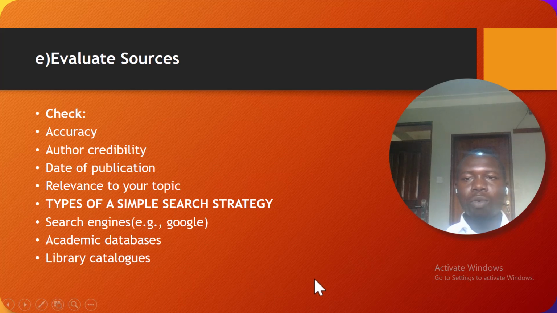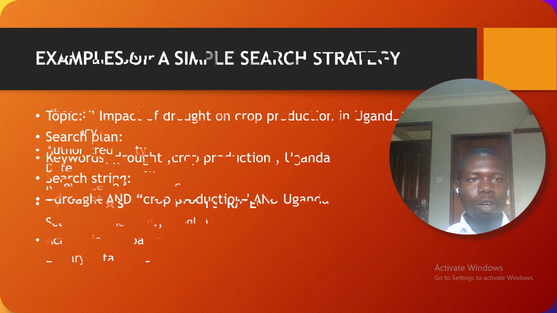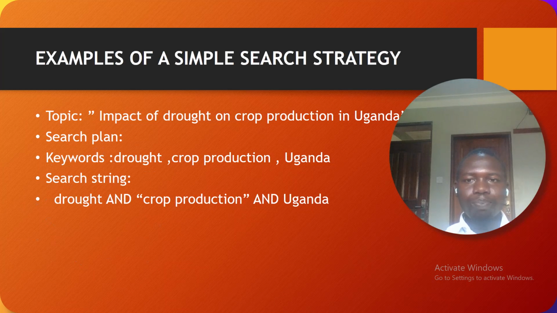So there are also examples of simple strategies you have to look at. First is the topic, you have to get the topic. For example, our topic is impact of drought on crop production in Uganda, as it has been quoted. Now what's your search plan? So the search plan is keywords, to get those keywords. What are those keywords in the topic? It's drought, crop production, and Uganda. These are my keywords. You have to look for your search string also. You can see the search string: drought AND crop production AND Uganda.